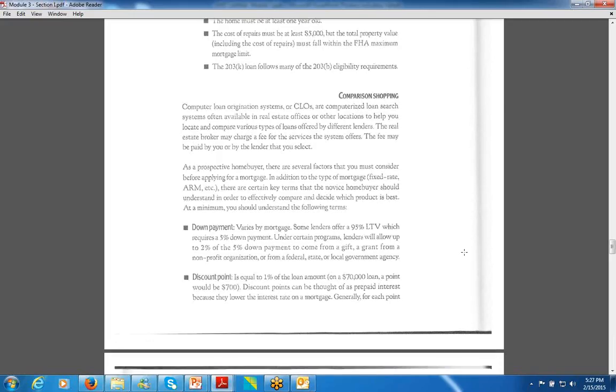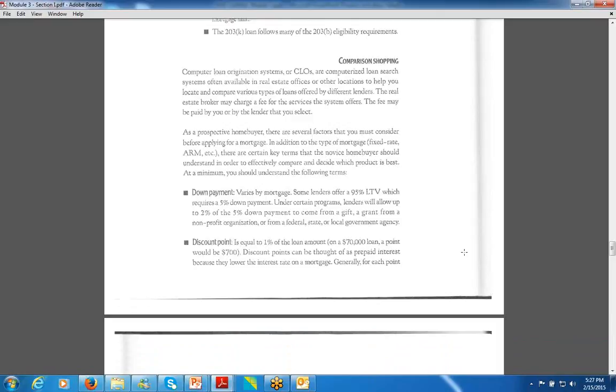Okay, so your down payment goes directly to your equity. So if I'm buying a $100,000 house, and I put $5,000 down payment, that down payment reduces the amount that I have to borrow, and so now I only have to borrow the other 95%. Now, the discount points or any other fees are in addition to your down payment.